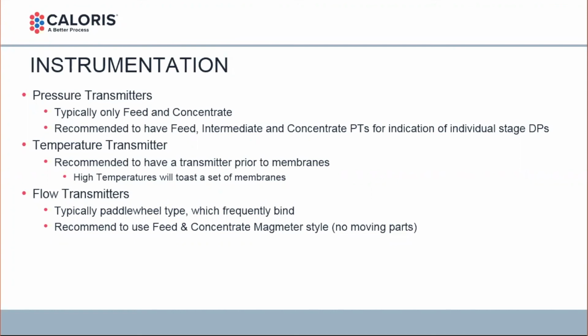Flow transmitters: I see a lot of paddle wheel type out there, and they probably run great at commissioning time, but they frequently blind, and after a year you're going to have problems with them. We recommend using a magmeter style on the feed and concentrate. The big advantage for those is there are no moving parts.